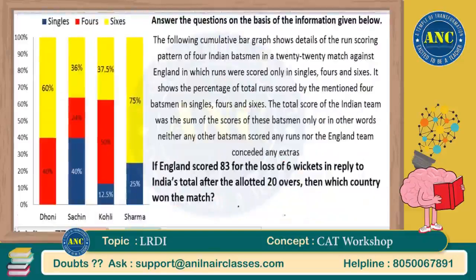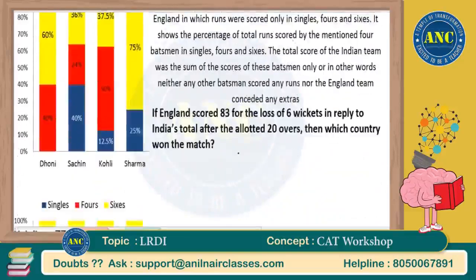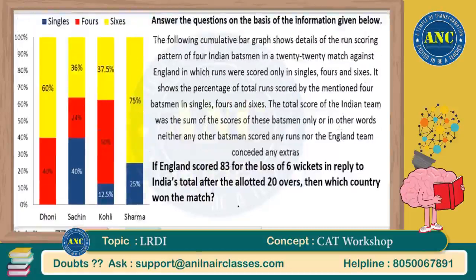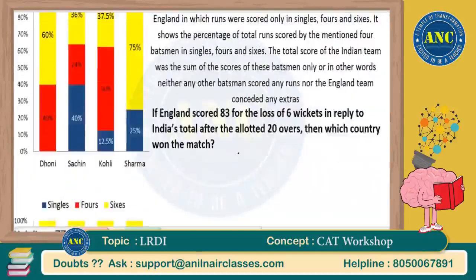Read the question. Some student asked me why I took minimum. And we have taken close to about 6 to 8 hours in preparing these wonderful caselets for the good of students. Now see. Question. If England scored 83 for the loss of 6 wickets.